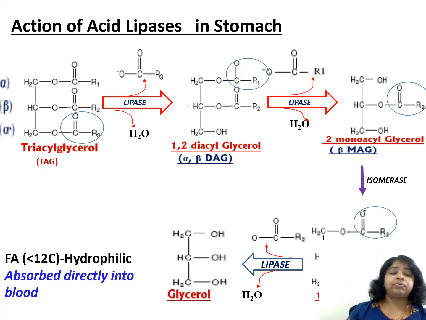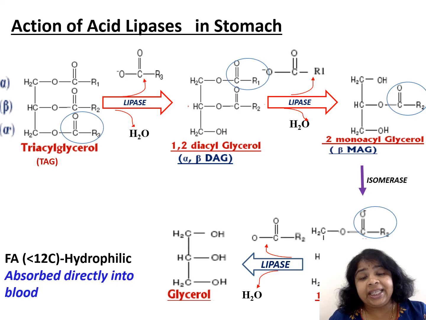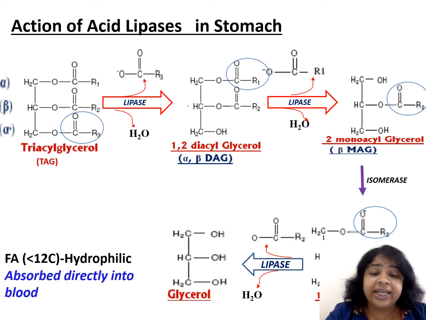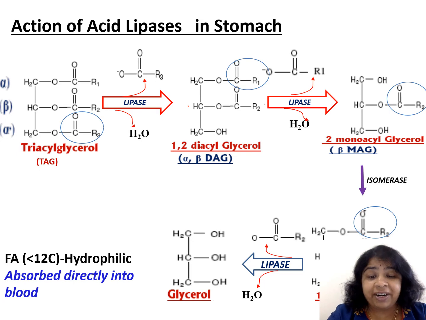So all those fatty acids which have a chain length less than 12 carbons can be directly absorbed into the intestinal cell and can be transported through blood by albumin as free fatty acid bound to albumin. So this is another advantage, and that is how when there is pancreatic insufficiency we give them short chain and medium chain fatty acids because they do not require anything for their absorption.